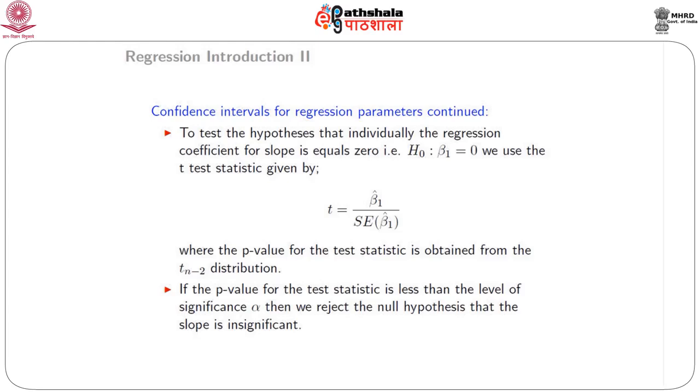To test the hypothesis that individually the regression coefficient for slope equals 0, that is the null hypothesis H naught such that beta 1 equals 0, we use the test statistic given by t equals beta 1 hat divided by standard error of beta 1 hat, where the p value for the test statistic is obtained from the t n minus 2 distribution. And the rejection criterion is if the p value corresponding to this statistic is less than the level of significance alpha, then we reject the null hypothesis that the slope is insignificant.